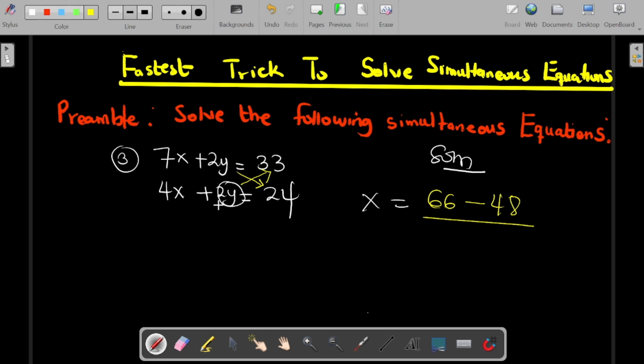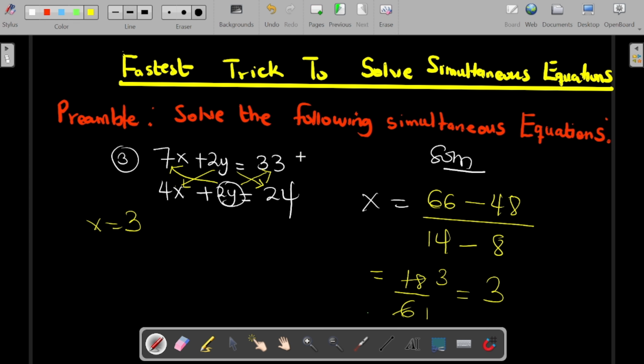Since we started with this expression, it means that we're going to multiply this expression first with our coefficient of x, which is 7, to give us 14 minus our next, which is 4 times 2, which gives us 8. So in this case, we are going to get 66 minus 48 to be 18, and then 14 minus 8 will give us 6. And then from here, we know that 6 multiplying 3 will give us 18. It means that 6 will go into itself 1, we'll go into 18 3 times. It means that our value of x is 3.